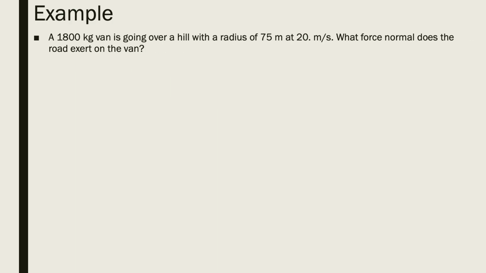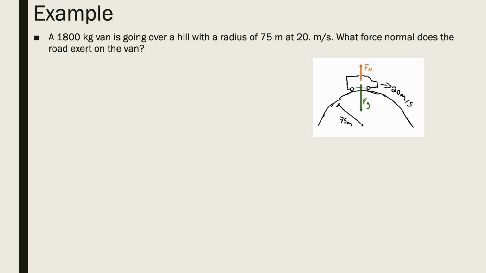Next example, we have a 1,800 kilogram van going over a hill with a radius of 75 meters at 20 meters per second. We want to know what force normal the road exerts on the van. So I've drawn this out so we have this van, which I've drawn in our force normal and force of gravity acting on it. I've also drawn in our radius and our speed. Now we know our mass is 1,800 kilograms, our radius is 75 meters. We have a speed of 20 meters per second, and we're looking for force normal.